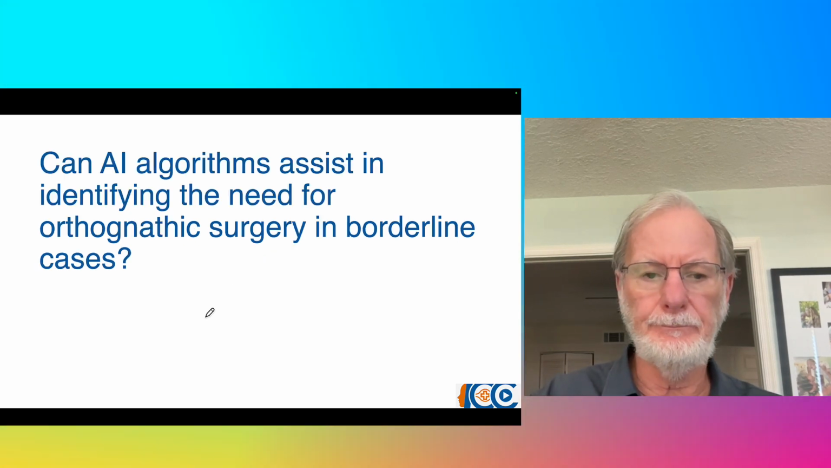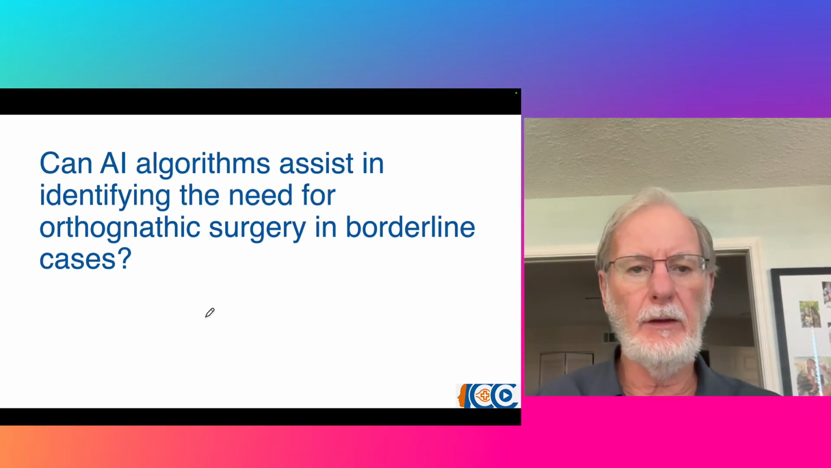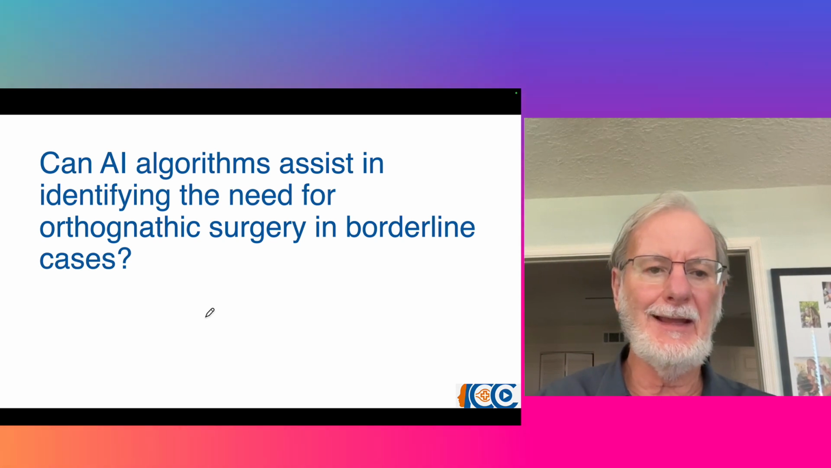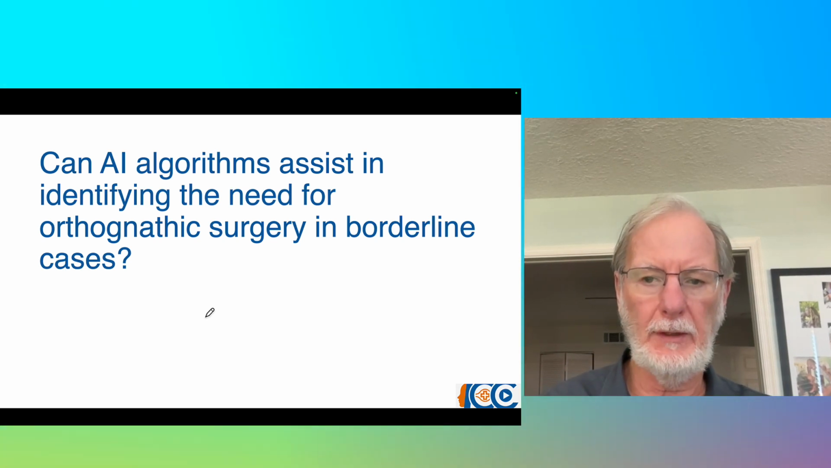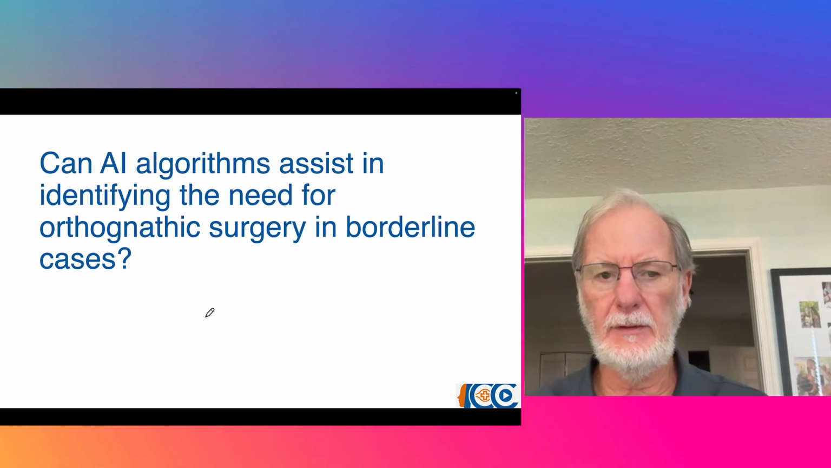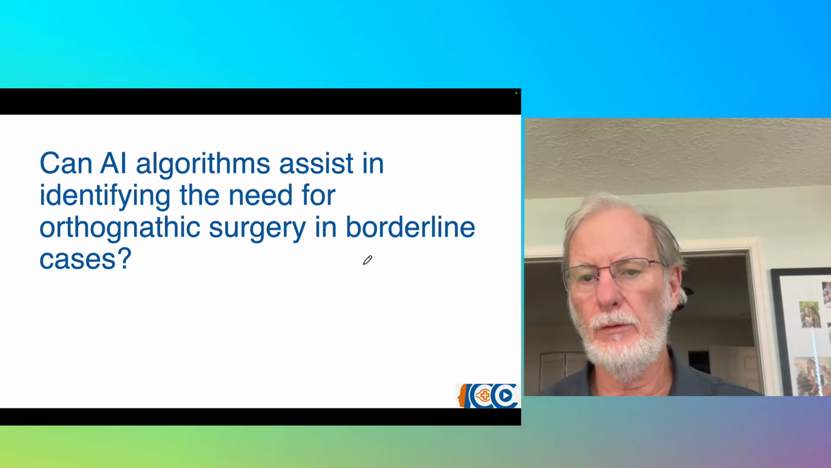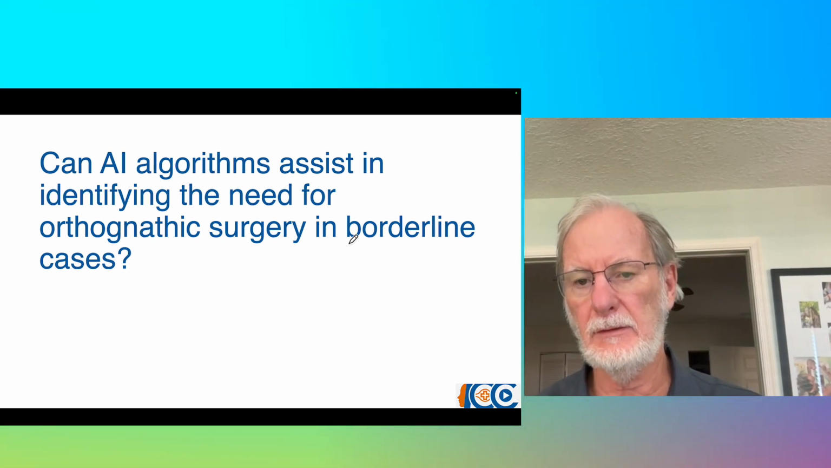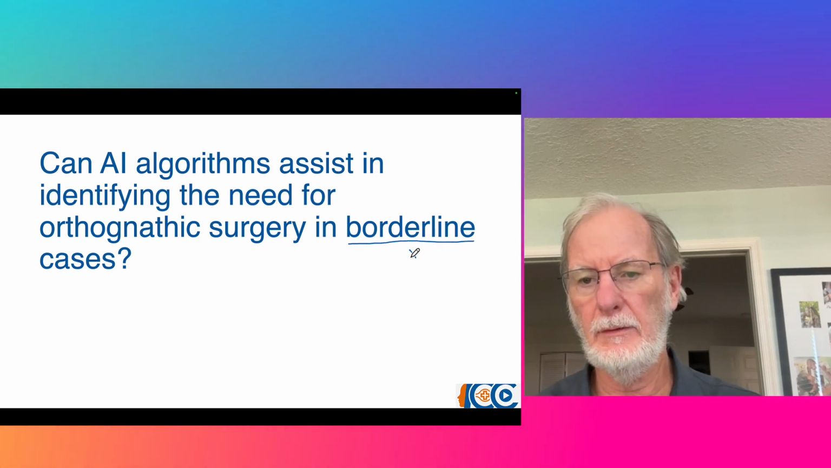So let's start now. Can AI algorithms assist in identifying the need for orthodontic surgery in borderline cases? So the key term here obviously is borderline. Everybody has a different definition of borderline.